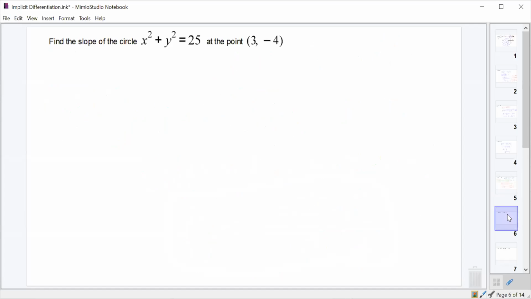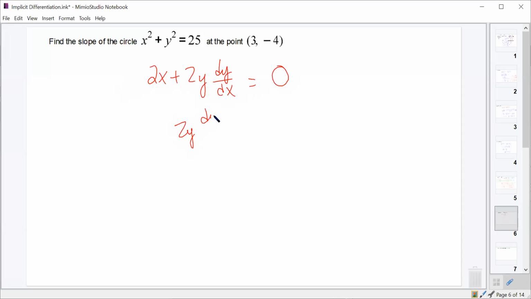All right, let's see if you guys can do this one on your own. I'll give you 2 or 3 minutes here. See if you can find the slope of the circle, or basically the slope of the line tangent to the circle at the point 3, -4. Ready, go. The derivative on the left-hand side with respect to x should give us what? Two x plus 2y times dy dx. Perfect. And on the right-hand side, we should get 0. The derivative of a constant should be 0.